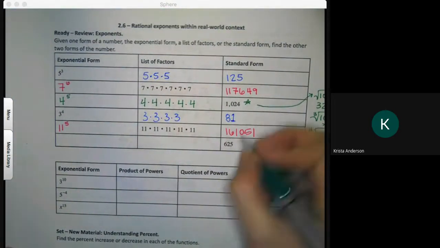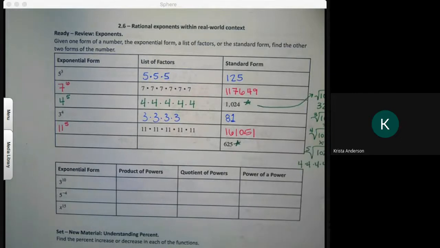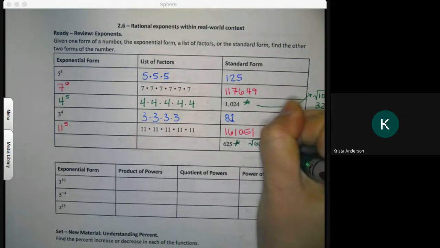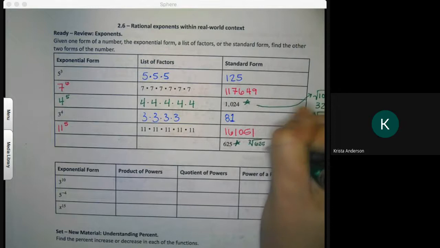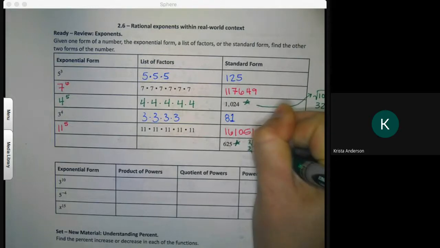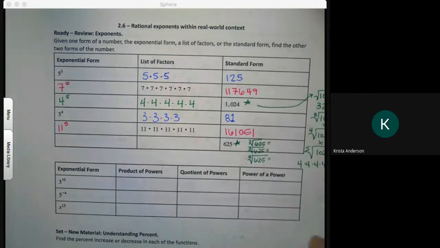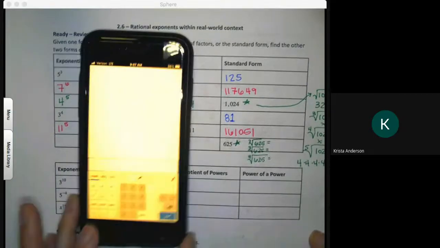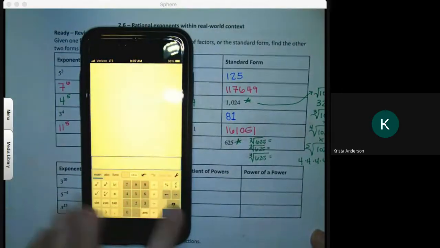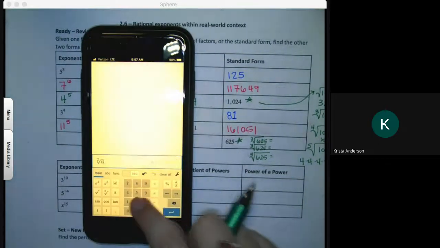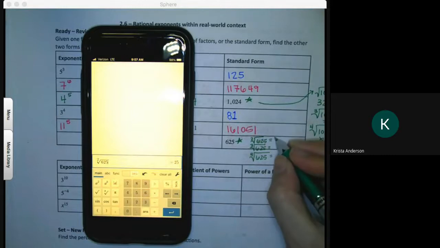Now we're given standard form. This is the one that can be tricky. I'm just going to test and see which root will work. So I'll try a 2 on it. I'll try a 3 on it. I'll try a 4. I'm just going to see which ones work. Oh, no, that was the wrong one. Root. I'm going to try 2 and see if 625 will break into two numbers equally. It will. It's 25.